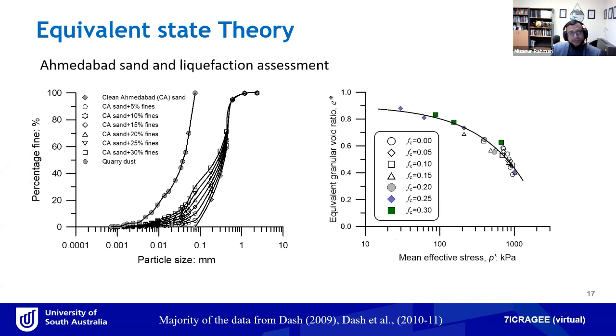We use Ahmedabad sand to assess liquefaction. This is clean sand data, this is quarry dust, and different percentages of fines content grain size distribution. These data come from Das and his other works with Professor Sidharam. But when I use this data in equivalent space, this is the critical state line we get for sand with different fines content.